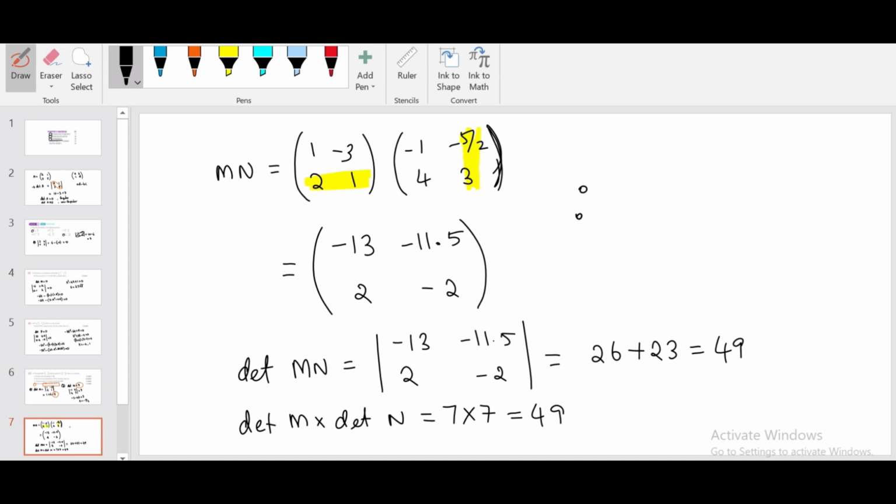So therefore, just write the conclusion: the determinant value of mn is the determinant value of m times the determinant value of n. Understand?